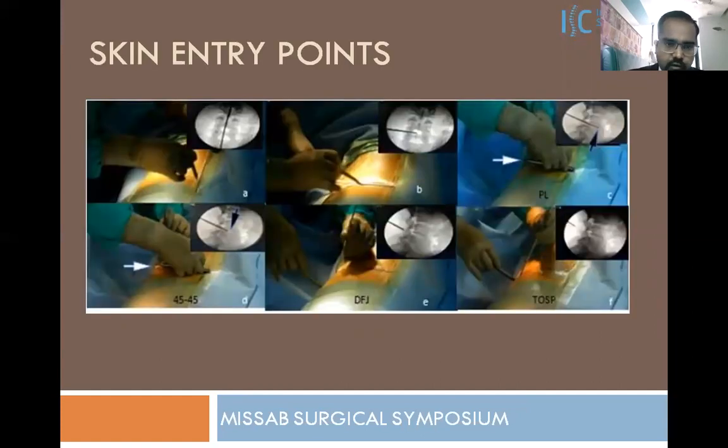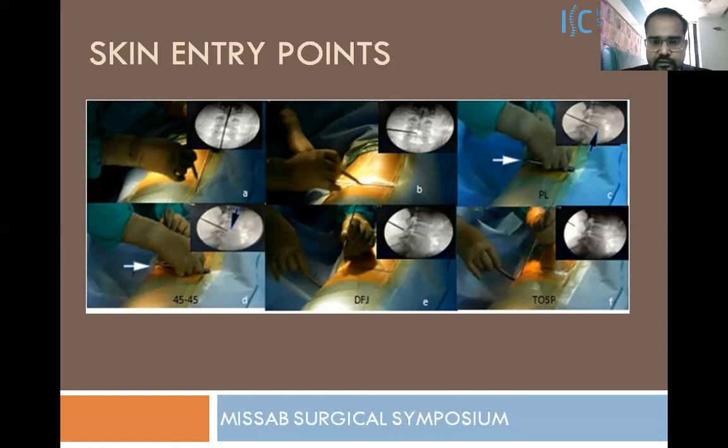On the extreme left top is figure A, demonstrating the midline in the AP view. Figure B demonstrates the level of the disc, horizontal line, again on the AP view. Figure C demonstrates the PL entry point in the lateral view along the disc inclination line. We measure the distance from the midline to the disc inclination line. Image D is the 45-45, which is at the middle of the disc inclination line, and this distance is also measured from the midline.